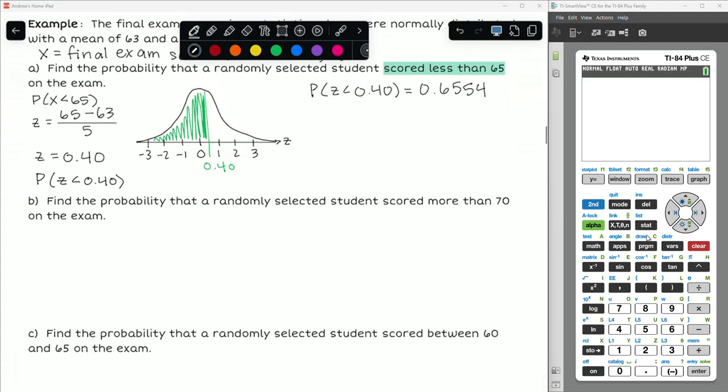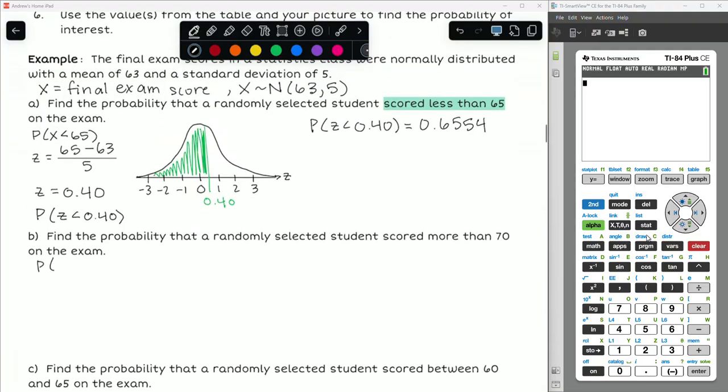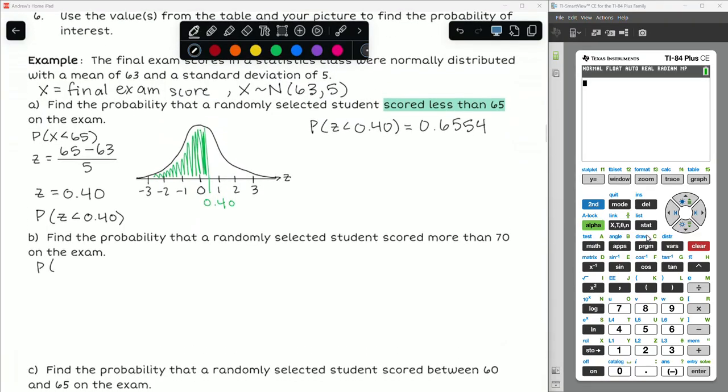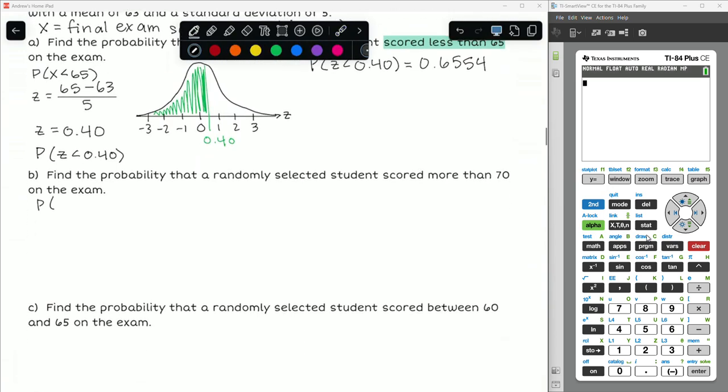So we're going to repeat our process. We already have our variable defined. We already know it's normal. We have our mean and standard deviation. My probability statement, I want an exam score that's more than 70, which is a greater than.